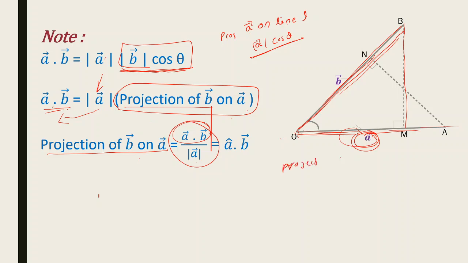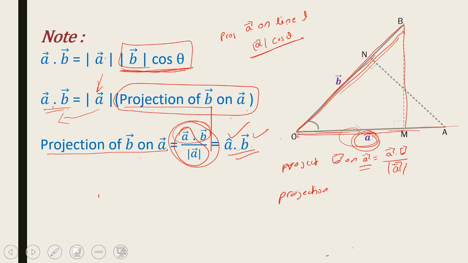Projection of B on A is equal to vector A dot vector B, divided by, since it is on A, magnitude of vector A in the denominator. You can also write it as the unit vector of A dot vector B, because vector A divided by its magnitude is nothing but the unit vector, correct?